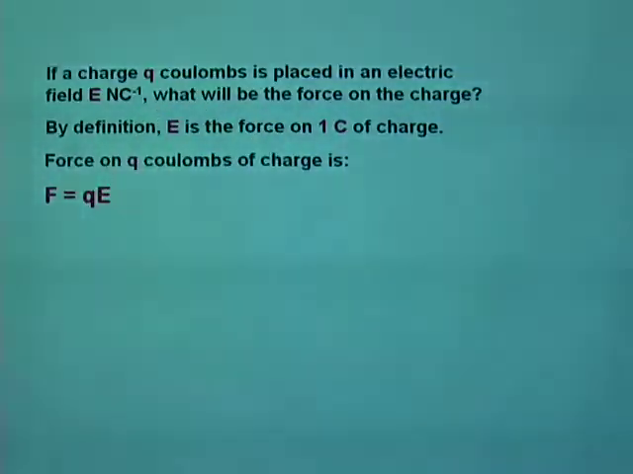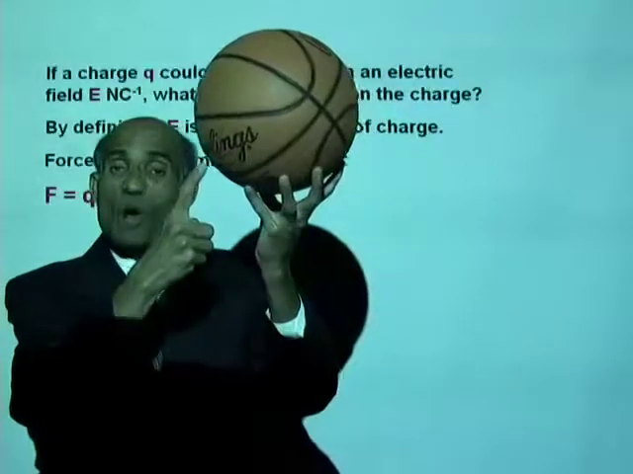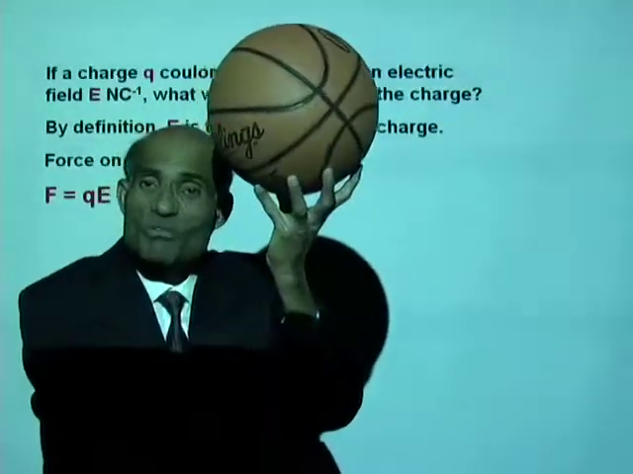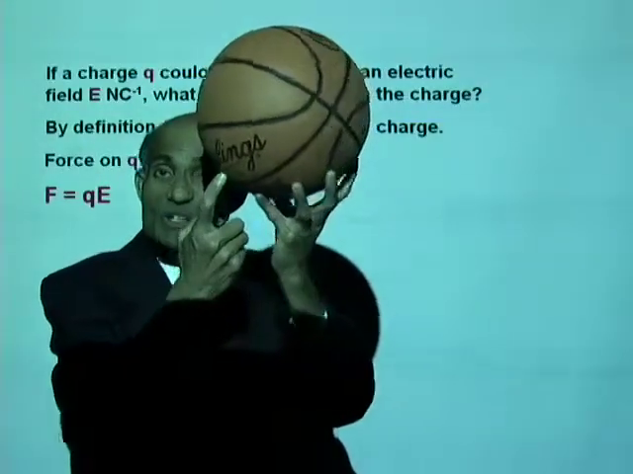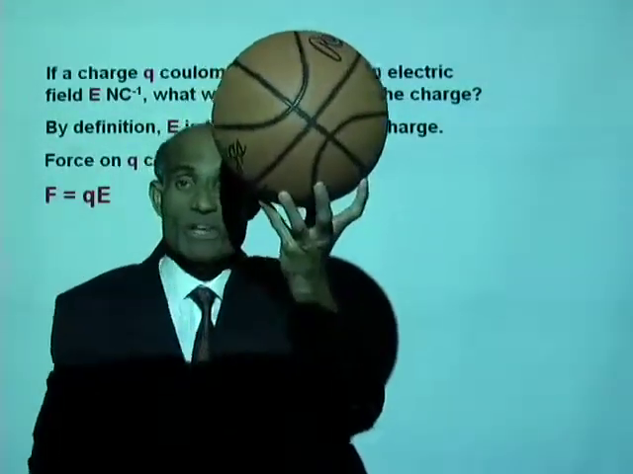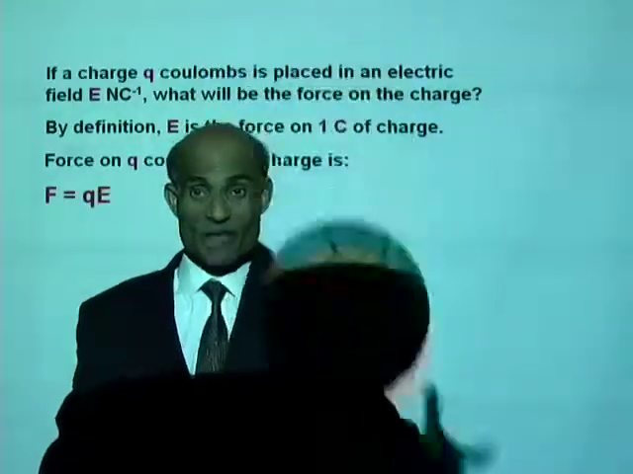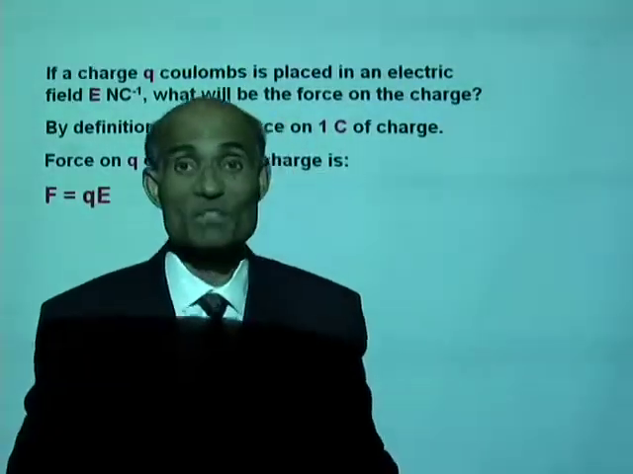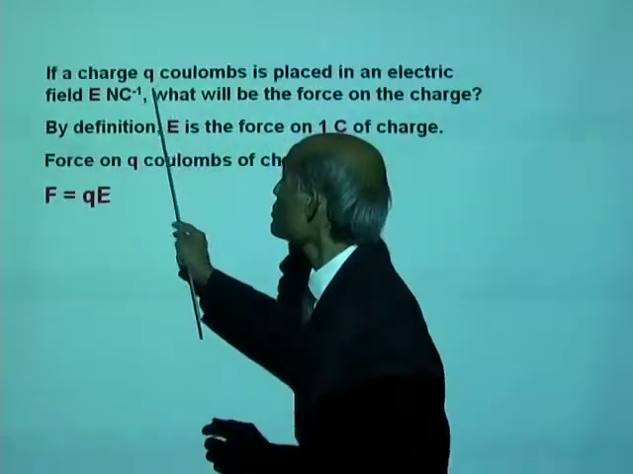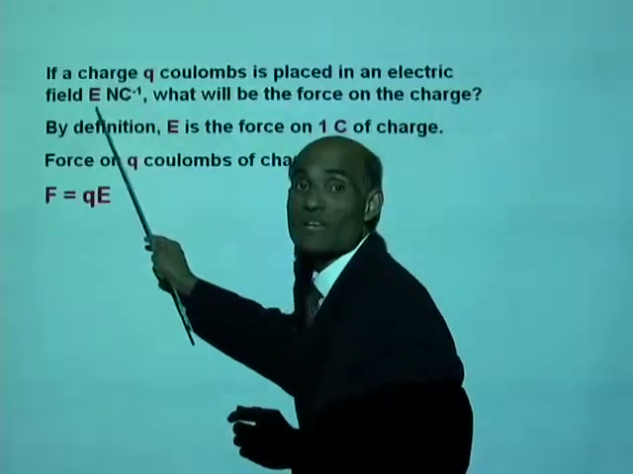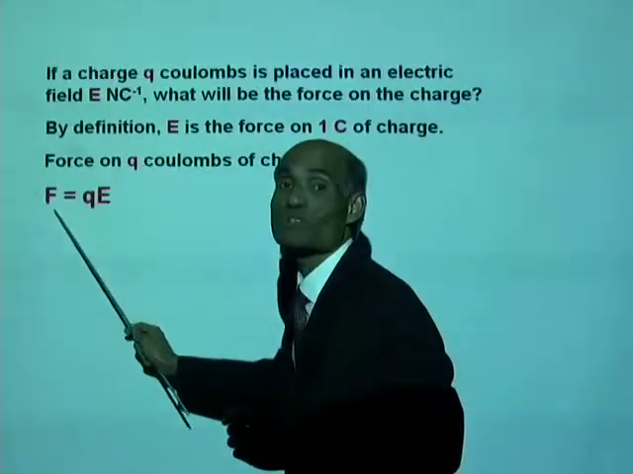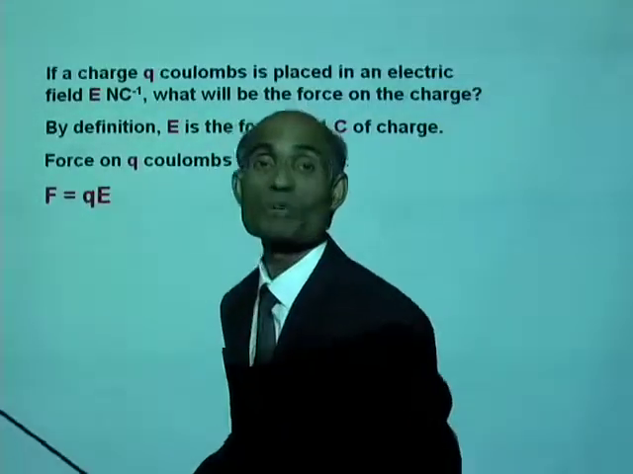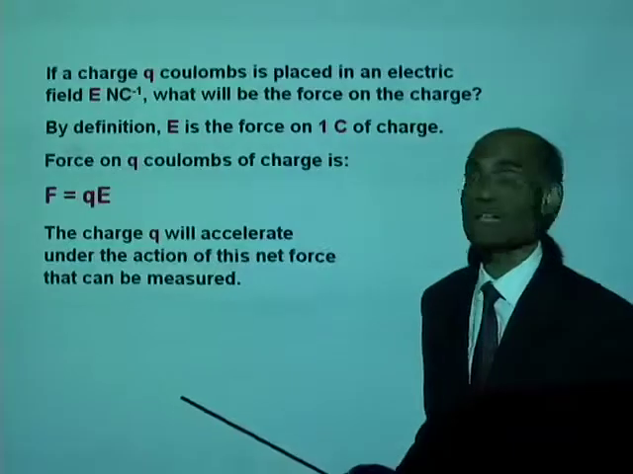In the same way, whenever you place an object in a gravitational field, it experiences a force. This object is being pulled by the earth, it experiences a force, and that's why it falls. In the same way, a charge Q placed in an electric field E will experience a force given by F equal to Q times E.